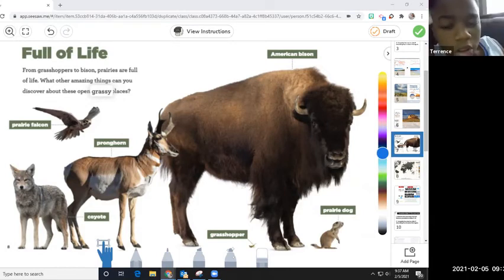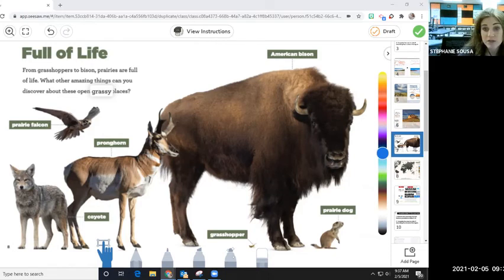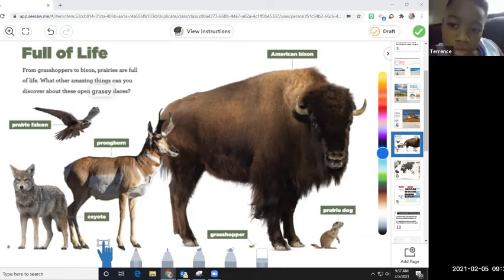Miss Sousa, yes, there was a bison at our house yesterday. A bison was at your house yesterday? Mm-hmm. Did you have a petting zoo come to your house? No. Oh, well, there must have been a very large animal in your backyard. I'm just kidding. Oh, okay, I thought so.